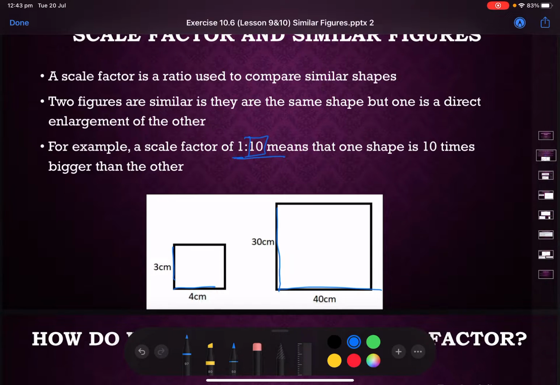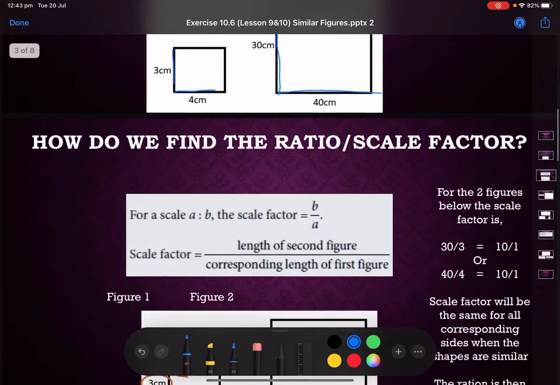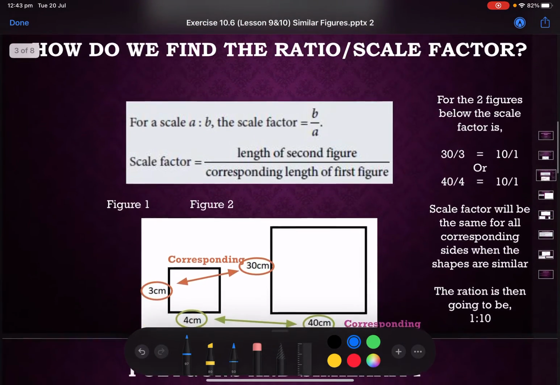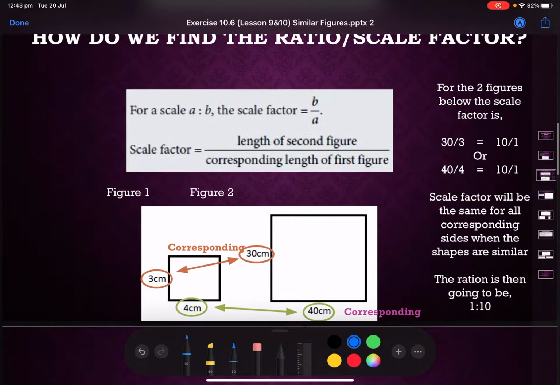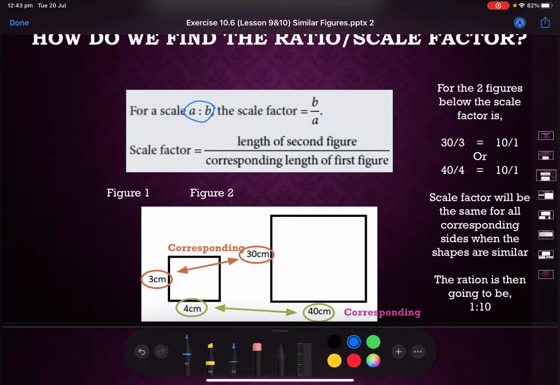A scale factor basically measures how much something needs to be enlarged or reduced to produce a similar figure. It can be a whole number, or it can be a proper fraction or an improper fraction. Looking at how we actually find the scale factor or the ratio, we can usually write it as a ratio or as a fraction. To calculate a scale factor, we take the length of the second figure and divide it by the corresponding length of the first figure.